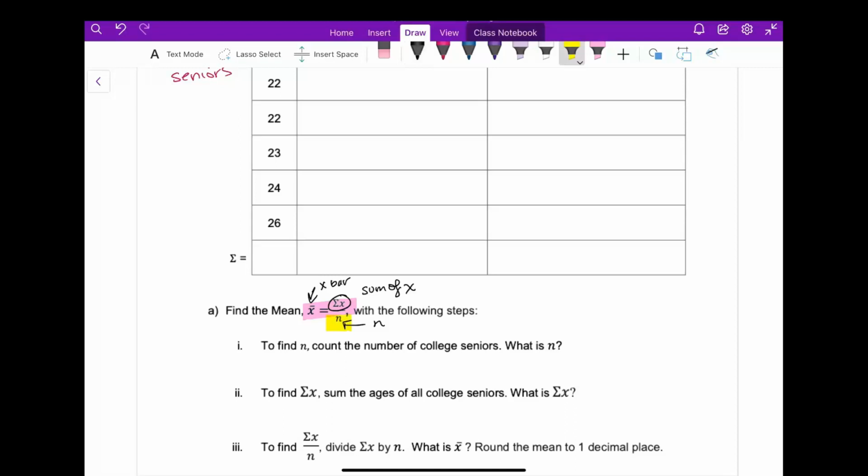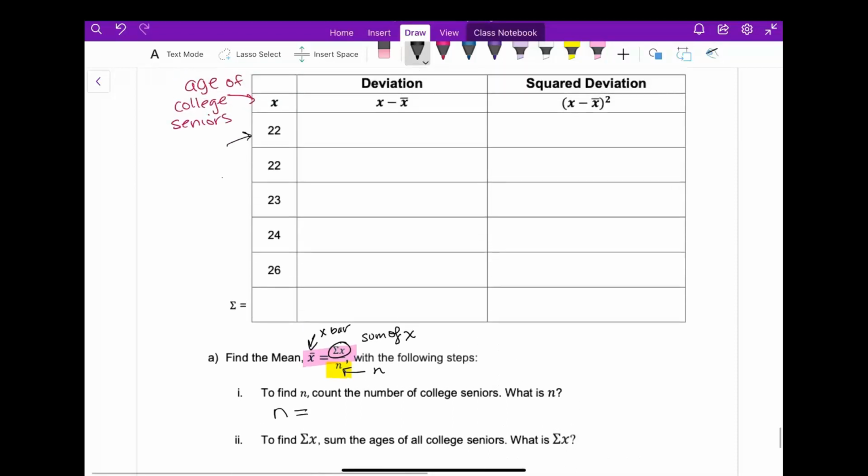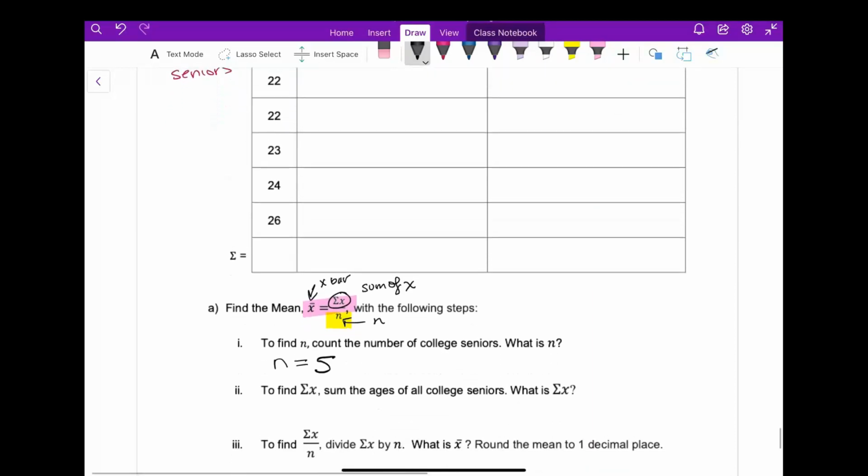See right here we're going to be finding N. Count the number of college seniors. What is N? So we're going to count our number of seniors. How many did we have? 1 senior, 2, 3, 4, 5. To find the sum of X, sum the ages of all the college seniors.